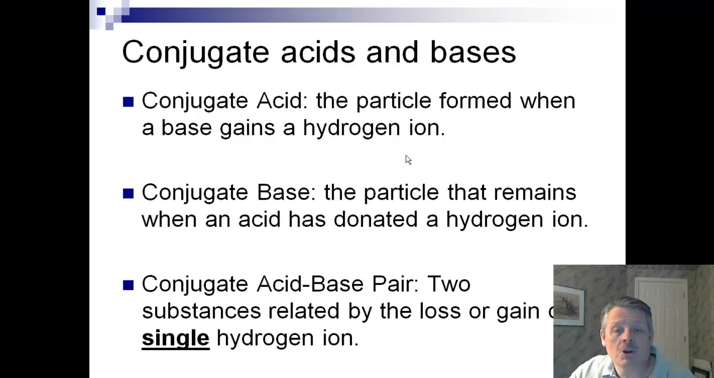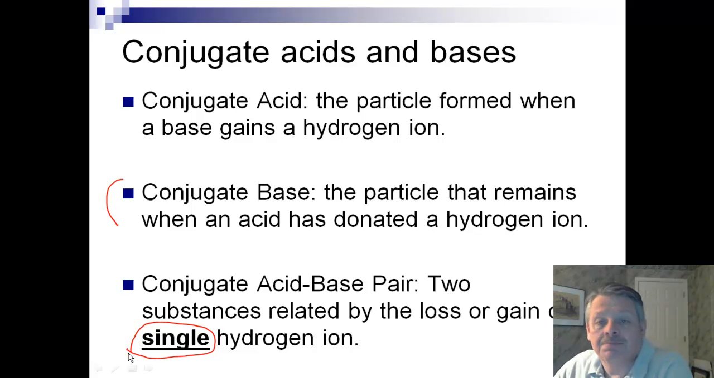so it's considered the conjugate base. And the conjugate acid-base pair are two substances related by the loss or gain of a single hydrogen ion. Guys, write that down. Pause the video, make sure you write that down. It's important that it is a single hydrogen ion. And that can be very confusing, especially if you're dealing with a diprotic acid.